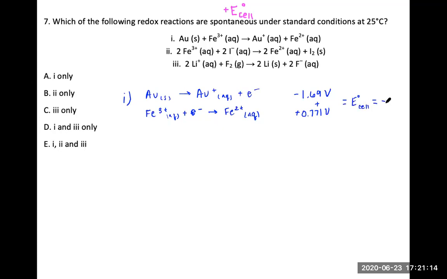And we can see that's going to be negative. And it is going to be negative 0.919 volts. Okay. And so since it's negative, this is non-spontaneous, and it is out of the running. Okay, and then we're just going to do the same thing for the next reaction.